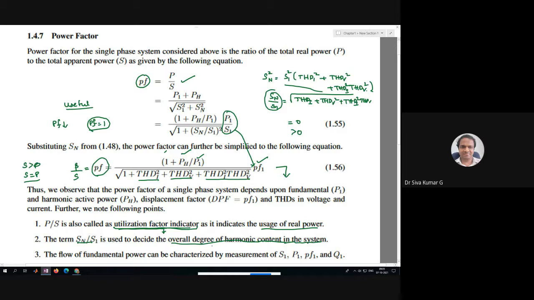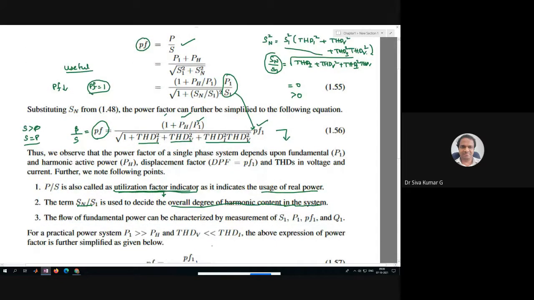When you are measuring the non-useful apparent power with respect to the fundamental apparent power, it indicates the overall degree of harmonic content. And anyway, the flow of fundamental power is characterized by the fundamental quantities only: S1, P1, power factor 1 and Q1.